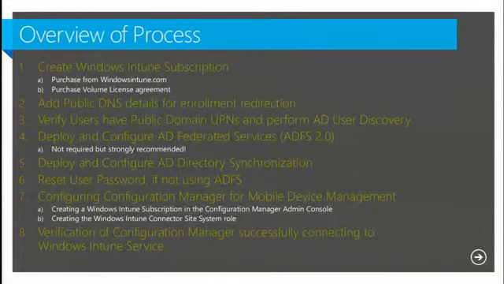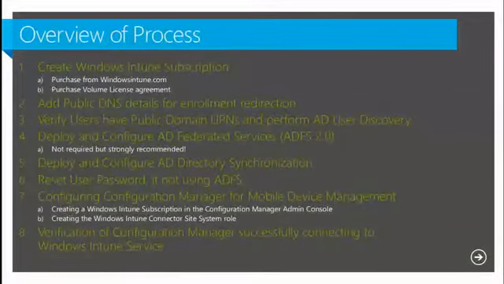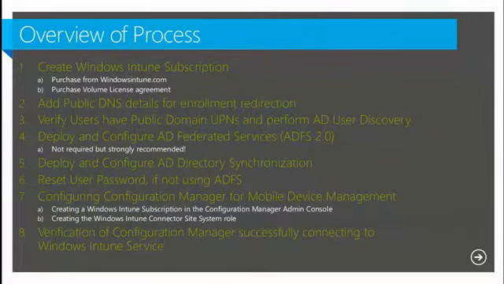The next thing you'll want to do is set up your public DNS details to do enrollment redirection. So when the device enrolls, it needs to be redirected to actually connect up to our environment. You'll also want to verify that the users have public domain UPNs, and we'll talk a little bit more about this. This is about doing AD user discovery, and how we actually get the users to synchronize. Next, you want to set up AD Federation Services. This allows us to do single sign-on, so the user doesn't need to worry about two passwords, one for their cloud-based AD environment and another one for their on-prem AD environment.